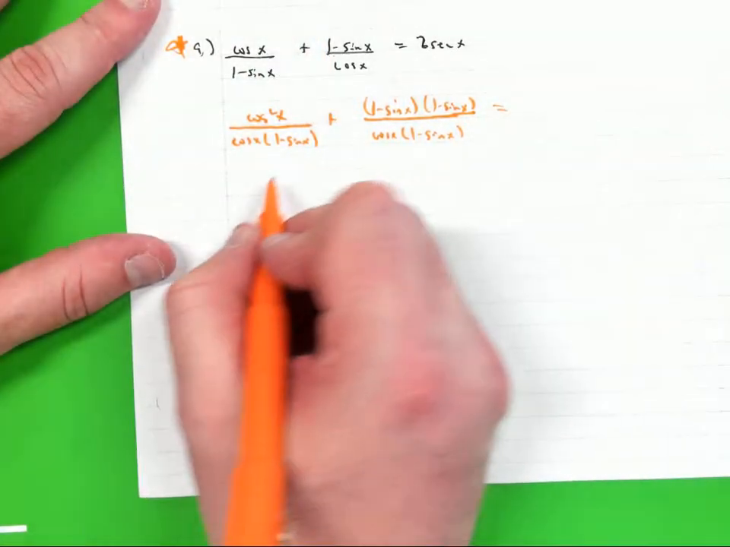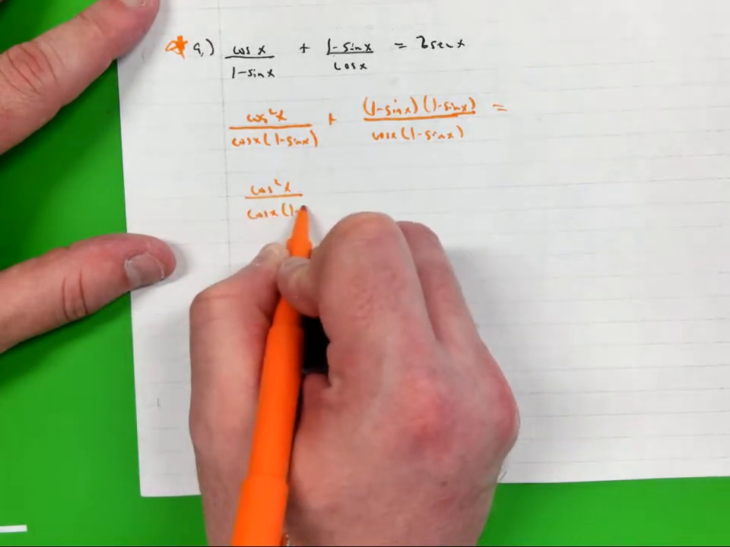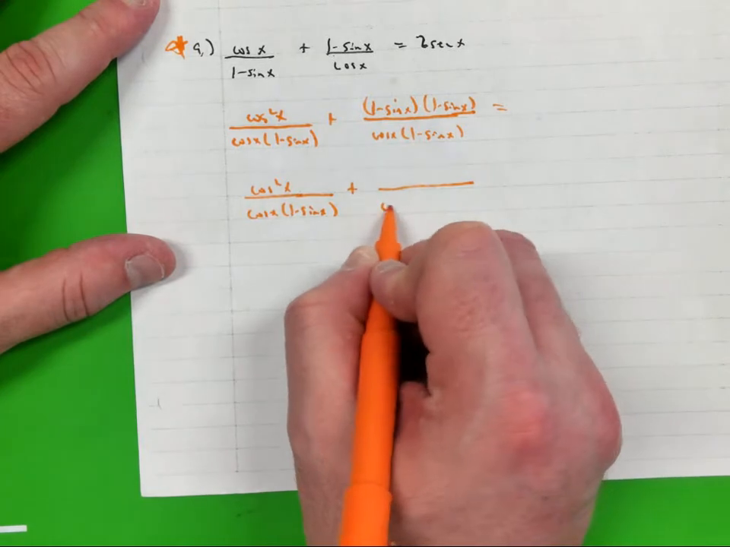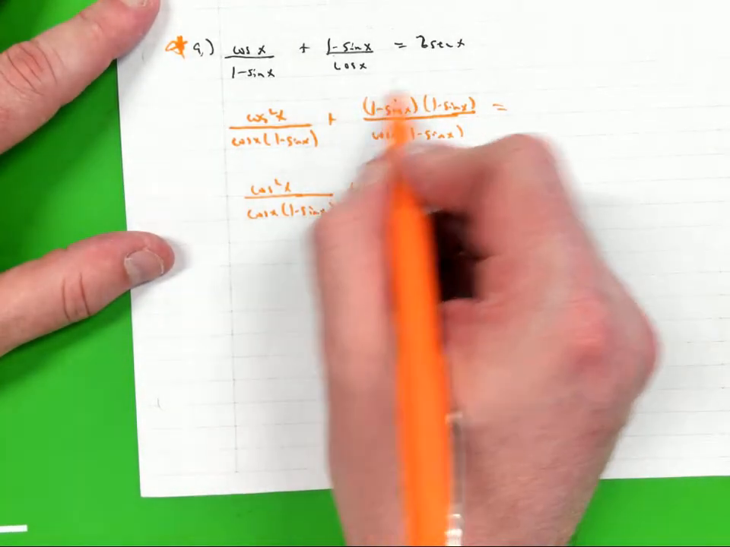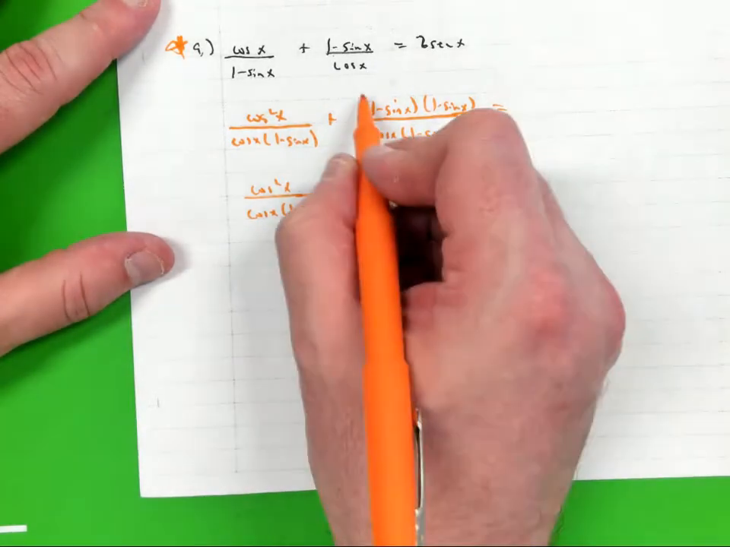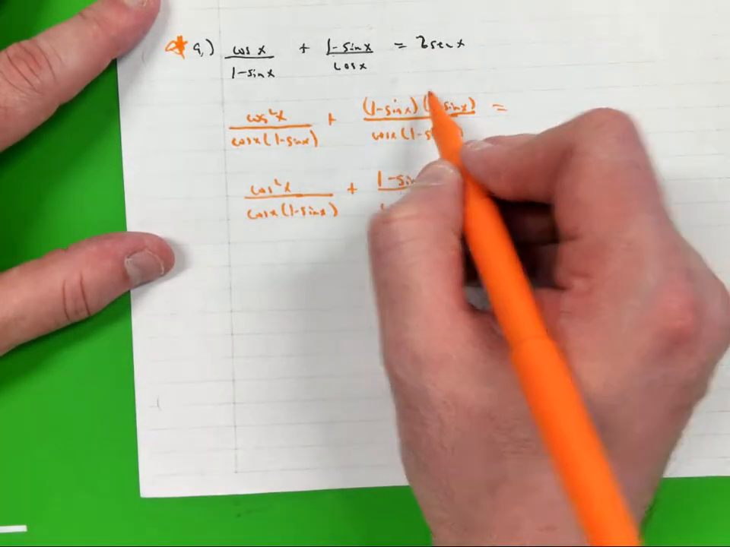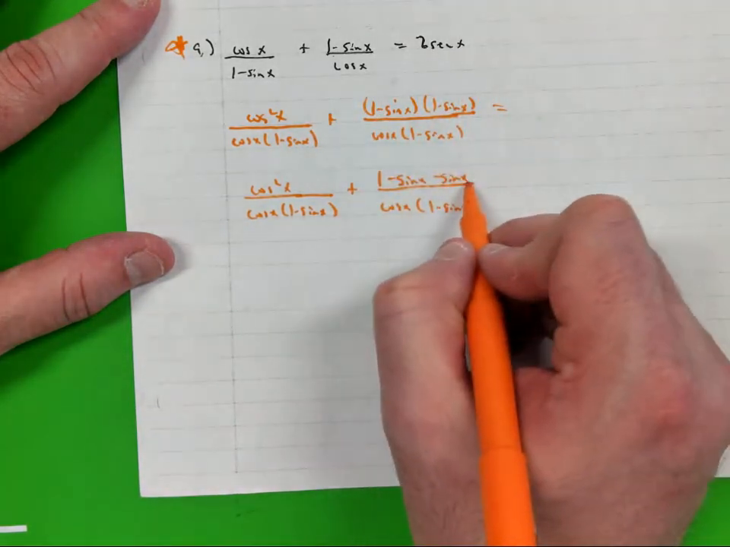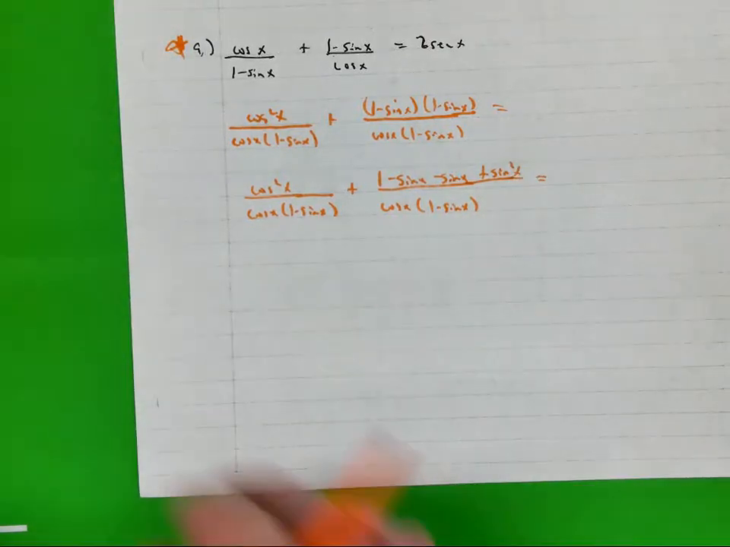Okay, let's do some work here. Cosine squared x over cosine x times 1 minus sine x plus, this is the denominator. I'm on 4. 1 times 1 is 1. 1 times negative sine is negative sine. Negative sine times 1 is negative sine. Negative times a negative is a positive sine squared. Take a moment. Does that make sense how I got that?